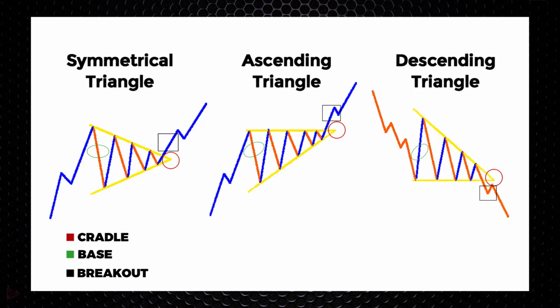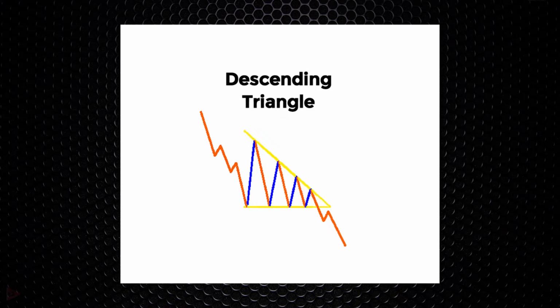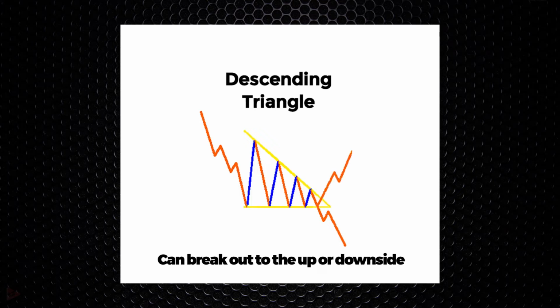And there you go. So the first pattern we're going to look at is the descending triangle. This is a continuation or a reversal pattern, meaning that once it breaks out, you don't know if it's going to be to the up or to the downside. These patterns are very reliable, especially if you have high volume on the breakout. Reliable meaning that once it breaks out, it does so with a lot of strength.